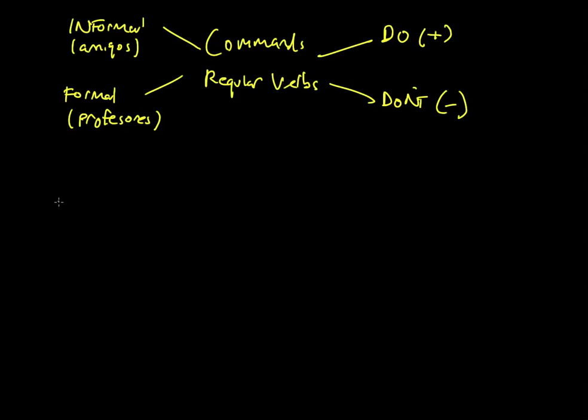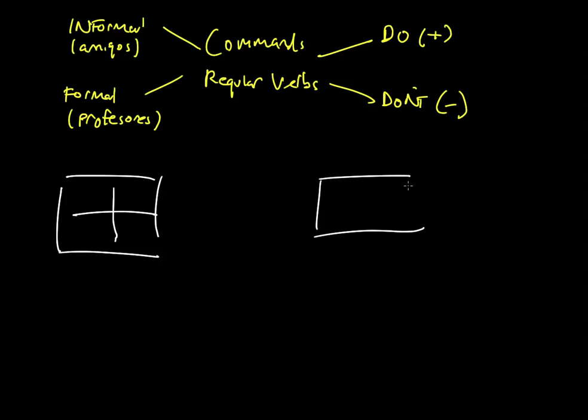So let's draw a box over here, and I want you to remember this box. We're actually going to draw two boxes, so I'll just draw the second one over here, and we'll talk about this one in a second. Okay, this first box over here is going to represent our informal positive and negative tú commands, commands that we use with our amigos.